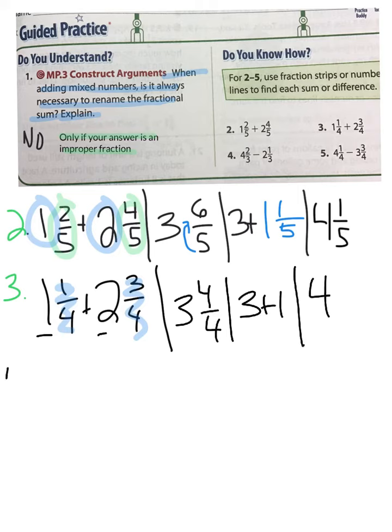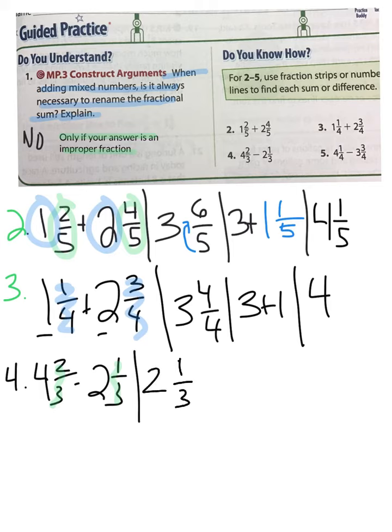Now we're going to subtract. So we have 4 and 2/3 minus 2 and 1/3. You're going to do the same thing. First, subtract your fractional parts. So we have 2/3 minus 1/3. So 2/3 minus 1/3 is just going to be 2 minus 1 is 1, so 1/3. Now subtract your whole numbers. 4 minus 2 is 2, and that's it.